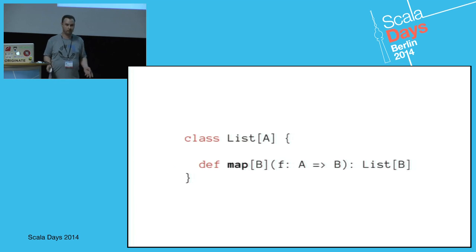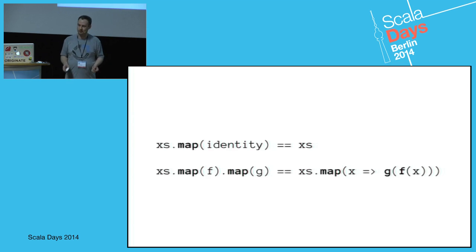And the signature of map on list looks somewhat like this. This is a simplification of the actual signature, or depending on who you ask, a lie. But basically the concept is you have a function that takes a function from A to B and turns a list of A into a list of B. And this map operation has some properties. The first one up here is the identity property.